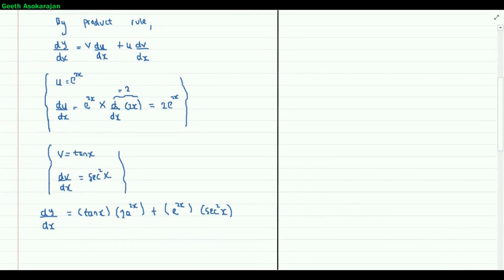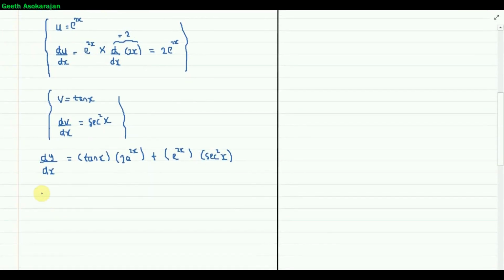Now let me continue further, so let me scroll down a little. So dy over dx is equal to, let me factorize this. Let me take a common factor of e to the 2x, since I have e to the 2x terms appearing. If I take a common factor of e to the 2x, we're left with 2 tan x plus sec squared x as a result.